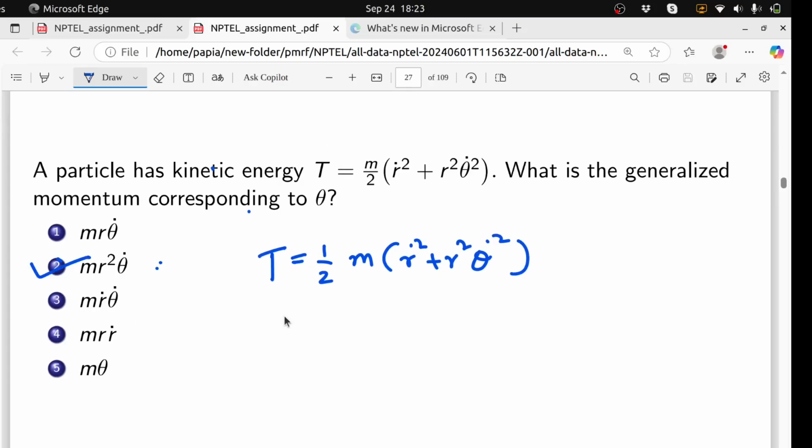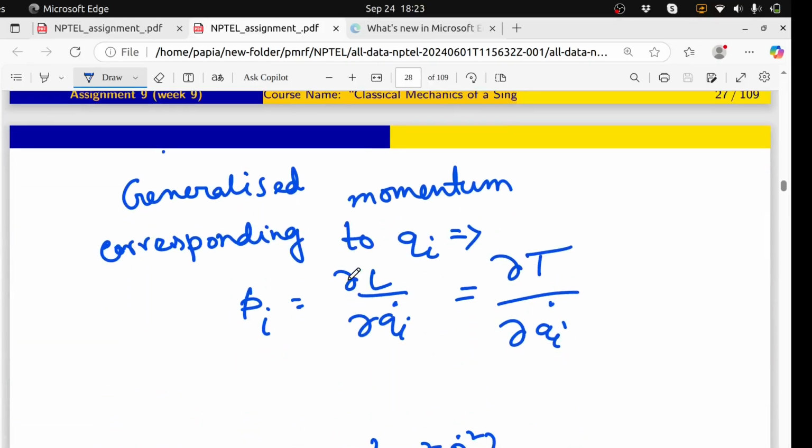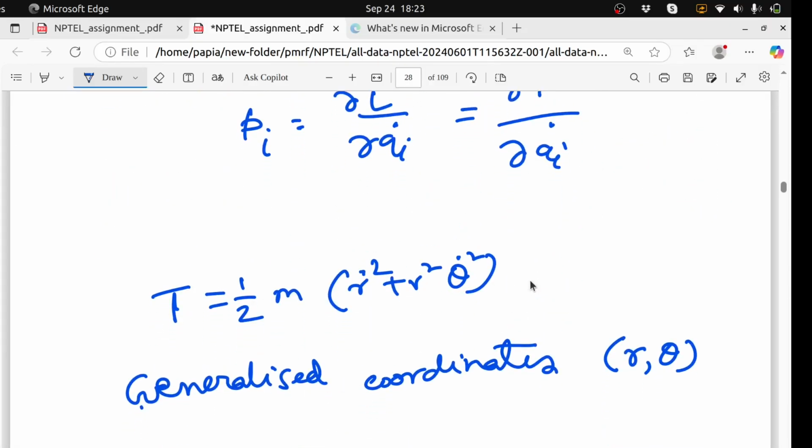For this case, what is the question? A particle has kinetic energy T, what is the generalized momentum corresponding to theta? So T we are writing as 1 by 2 m (r dot square plus r square theta dot square). The generalized momentum corresponding to Qi, in general, is Pi, which is del T del Qi dot for this condition, because here there is no V, so only the T will be there, because we know that L equals T minus V, right? So now T equals half m (r dot square plus r square theta dot square).